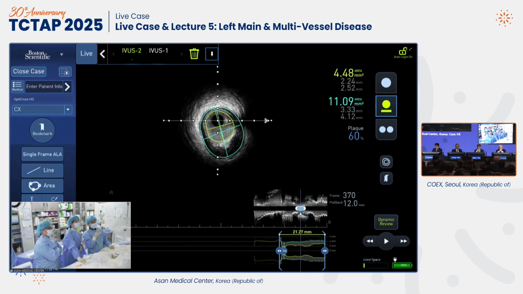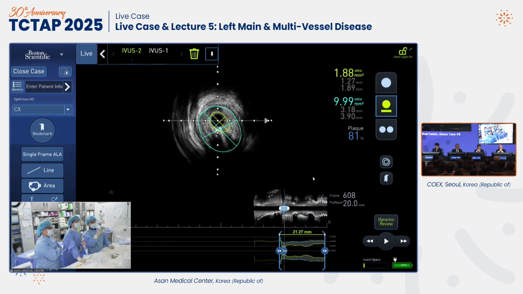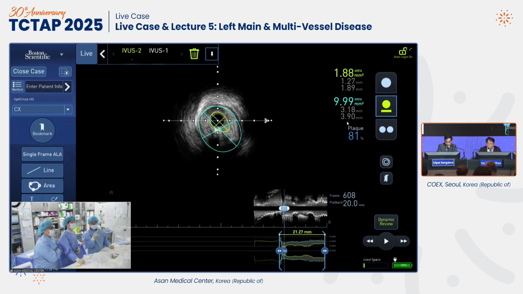The very narrow part has a lumen area of just 1.88. The vessel size was approximately 10. The outer vessel, the longest diameter is 3.9 and the shortest is 3.2. So if you are going to select a stent, on the basis of the AVIGO ALA automatic lesion assessment, I will apply a 3.5 stent.